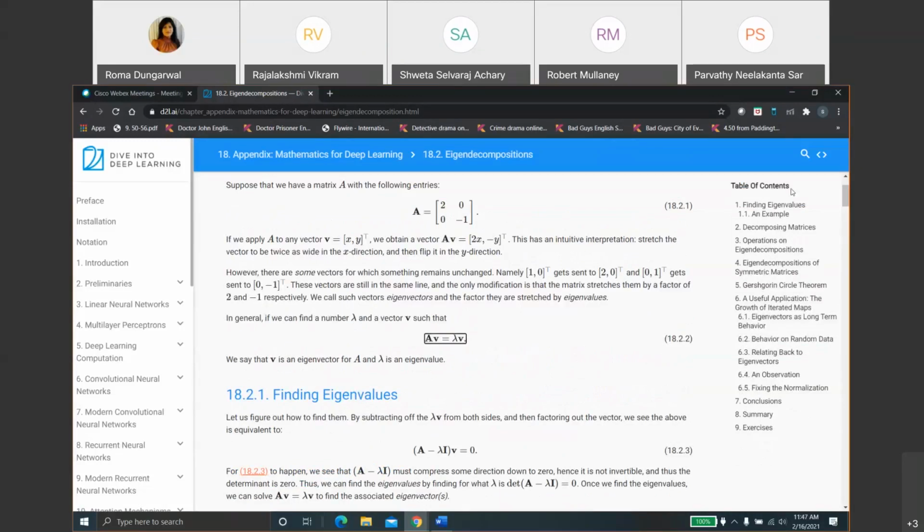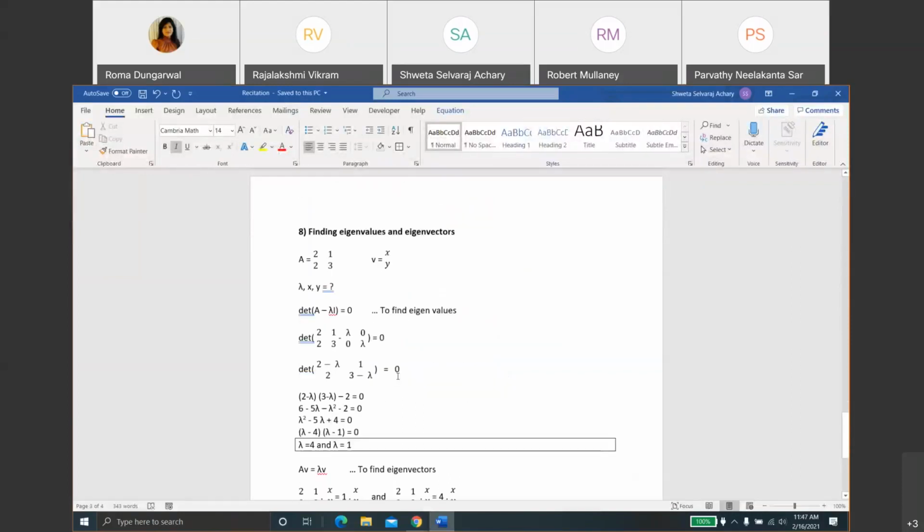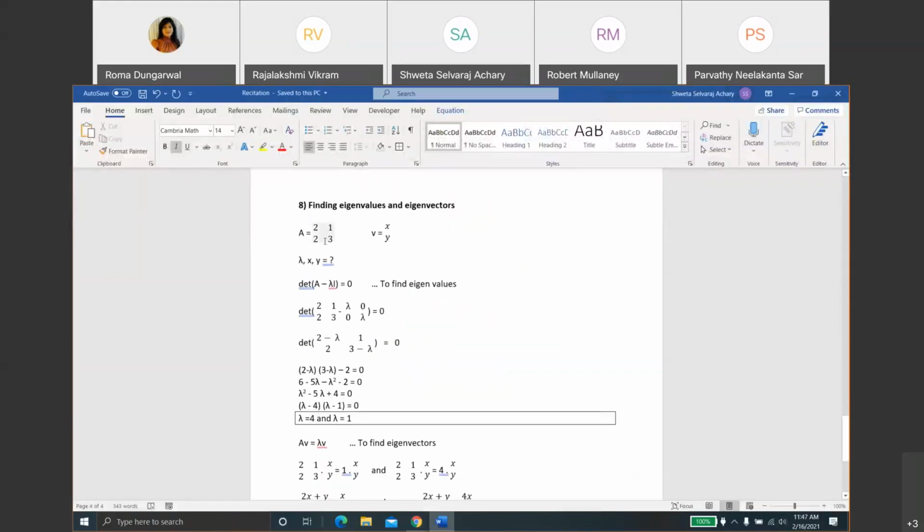Now let us see an example of how to find an eigenvalue and an eigenvector. Here, we have been given a matrix A, and there is a vector V, which is the eigenvector, and we have to find out what it is, and we need to find lambda, which is the eigenvalue. So what you can do is find the determinant of A minus lambda I, which should be equal to 0. By solving this, you will find the values of lambda.